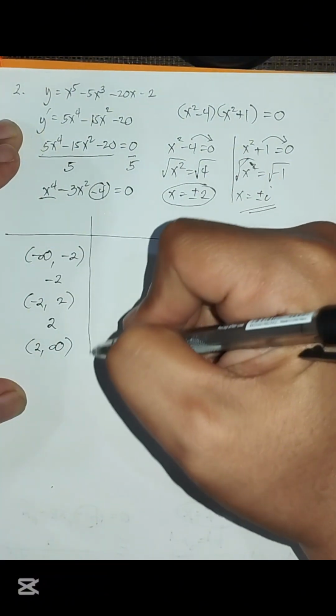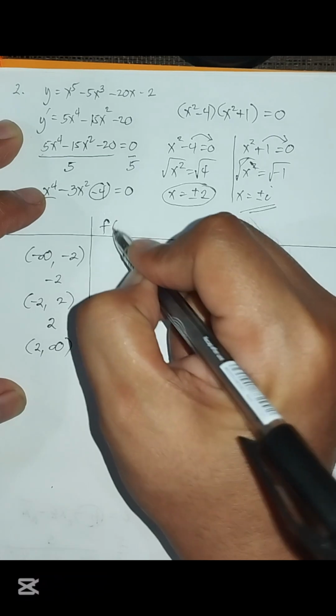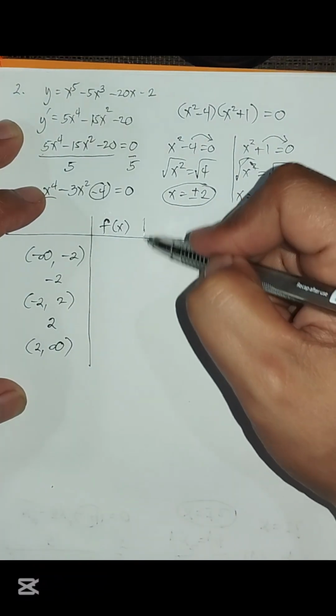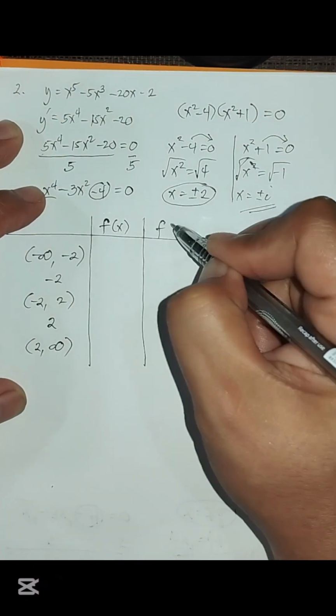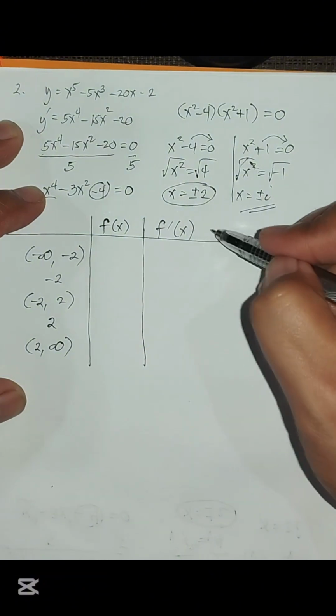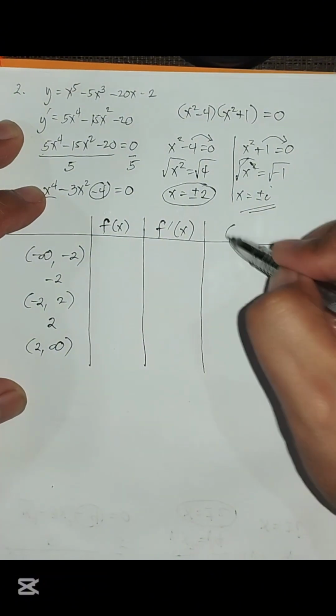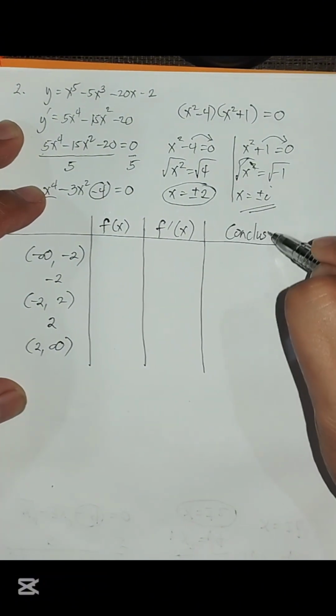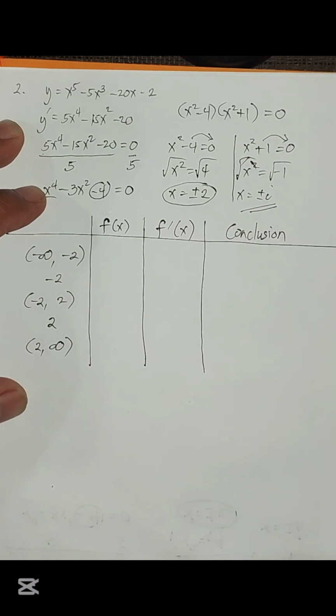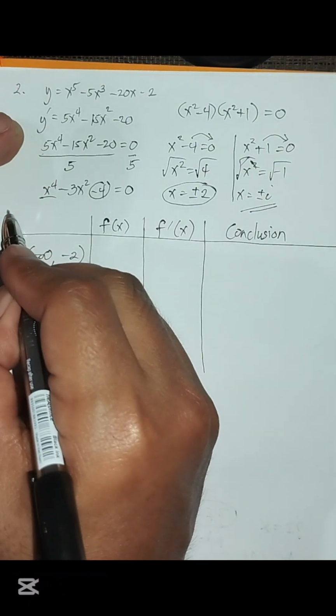So the next column is f of x. The third column is the derivative f prime of x. And then the last column is the conclusion. So we will write if it is increasing or decreasing. Okay?